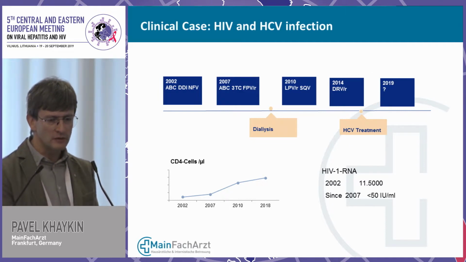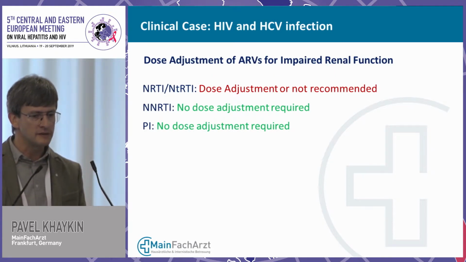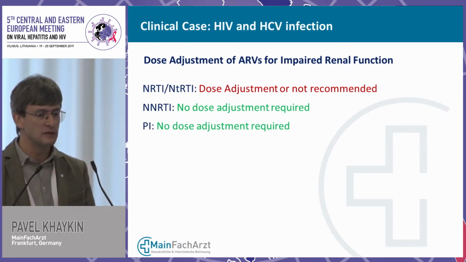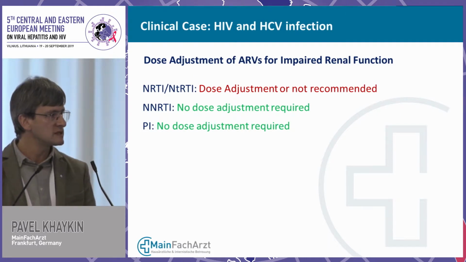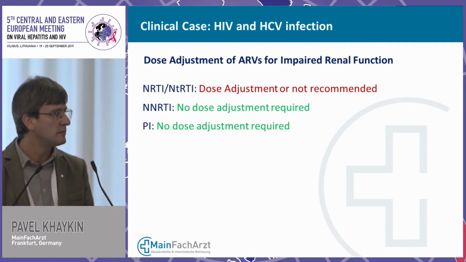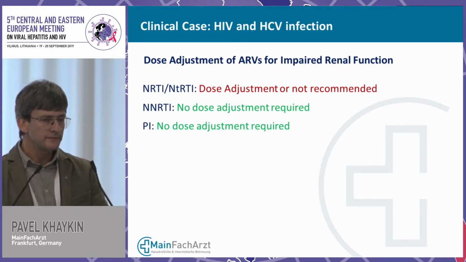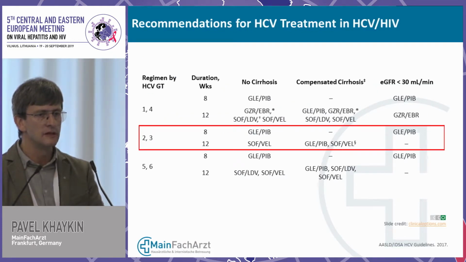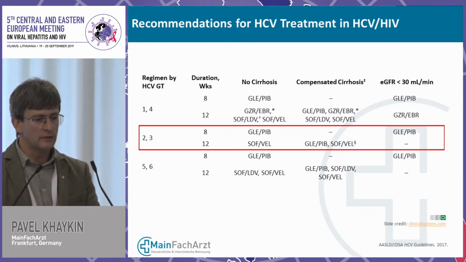So we are now looking at HCV treatment for this patient. What do we take into account? We have a patient on hemodialysis with very impaired renal function, and we have a problem with all NRTIs, so we need dose adjustment in this case, or they are even not recommended, most of them, for such a glomerular filtration rate. So NNRTIs and PIs would be okay for this patient, but he needs to be treated for hepatitis C. And we look at the recommendation for genotype 3, for example.